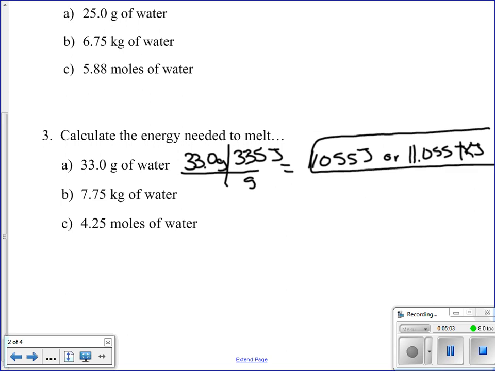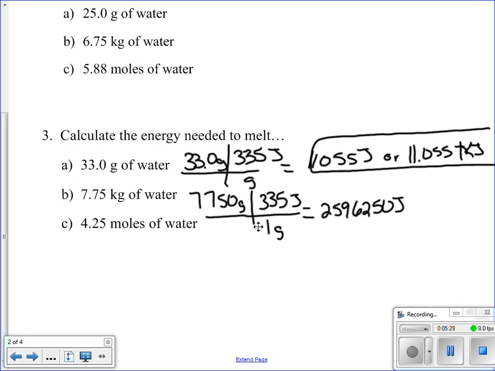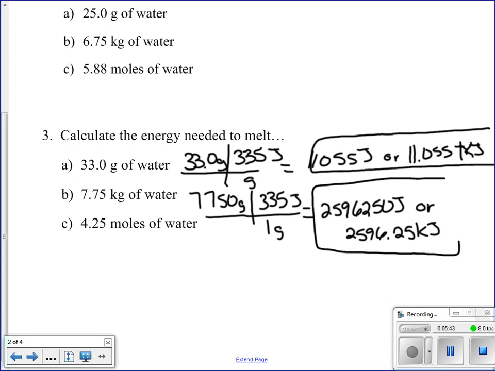And then 7.75 kilograms of water. So we have to change that to grams by moving our decimal 3 times to the right. So 7750 grams. We're going to multiply that by 335 joules. Here's our answer in joules and kilojoules.